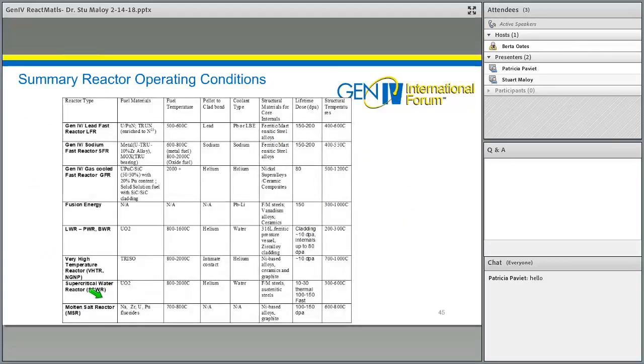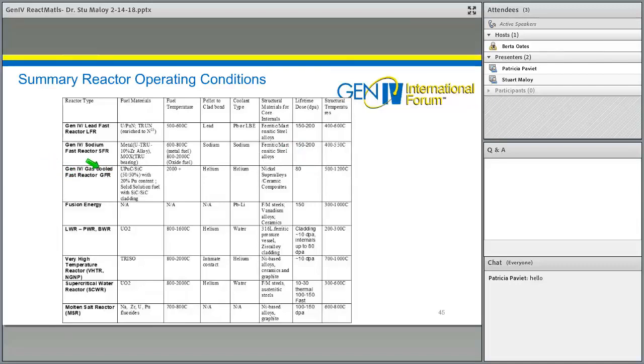So let me summarize the reactor operating conditions here, and fusion energy is also listed here in comparison. But the fast reactors are listed up above. The lead fast and sodium fast reactor are at fuel temperature. That's the cladding temperature at 500 to 600 C. And lifetime doses are fairly high. There you want to push the dose to 150 to 200. In some cases, there are some concepts looking at pushing doses even up to 400 or 500 dPa.